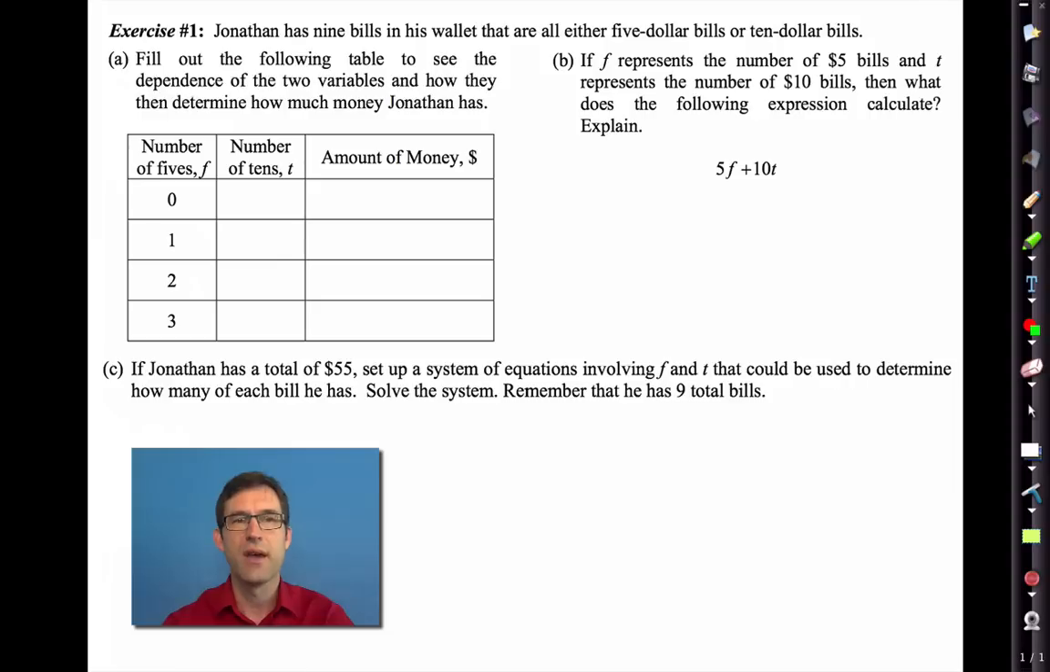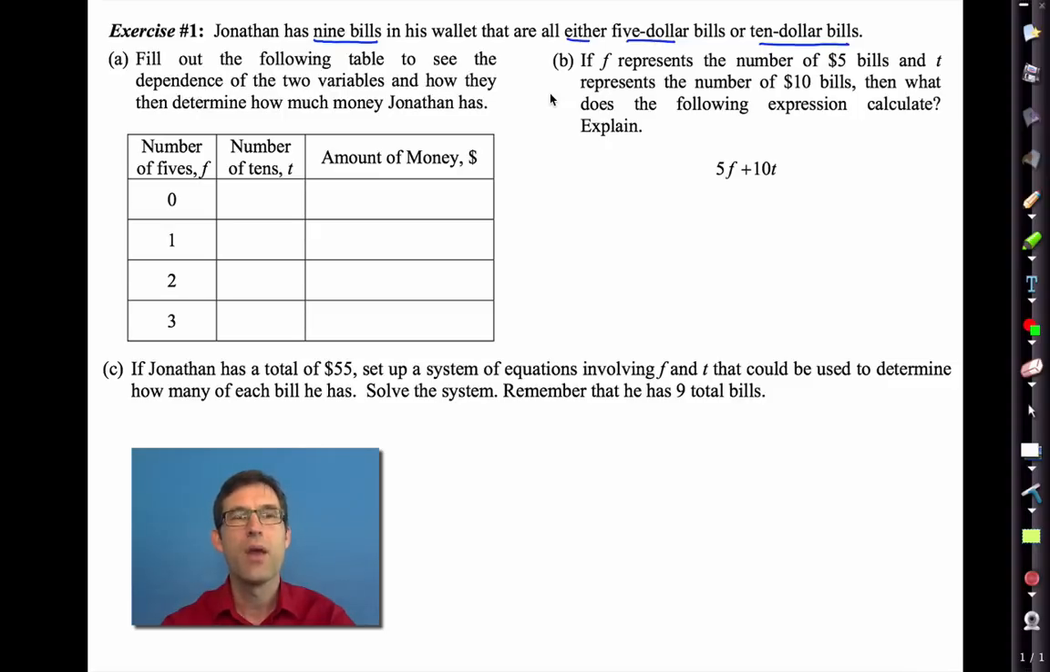This is a classic. Jonathan has 9 bills in his wallet, okay? And it's really important to understand this, 9 bills. In other words, if he took those things out, even if you didn't know what they were and you just counted them, there would be 9 of them. They are all either $5 bills or $10 bills, so he's got all 5s and 10s in his wallet. Letter A asks us to fill out the table to see how the dependence of the two variables are and how then to determine how much money Jonathan has.